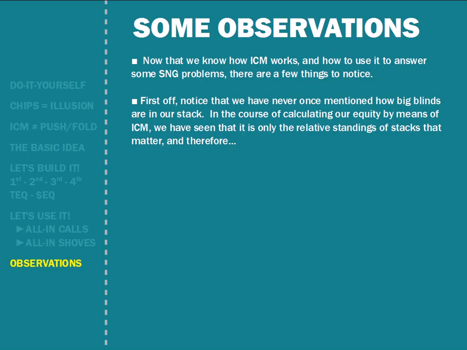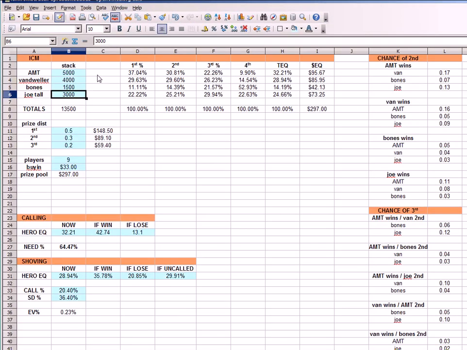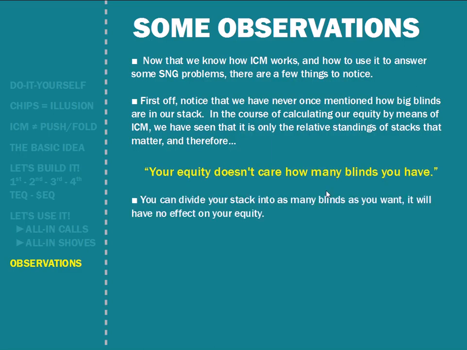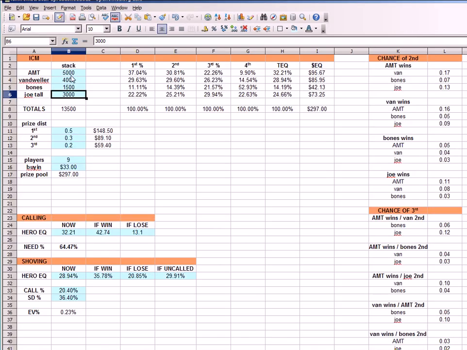Well, in the course of calculating our equity by means of ICM, we've seen that it's really only the relative standings of the stacks that matter, right? If you look here, it doesn't say anything about big blinds, it's only how many chips you have in your stack. So therefore, and this sounds shocking, your equity doesn't care how many blinds you have. You can divide your stack into as many blinds as you want, and it will have no effect on your equity. What difference does it make if this 5,000 is in 5 chunks or 12 chunks or whatever? It doesn't make a difference, right? It's a mask in a lot of ways.